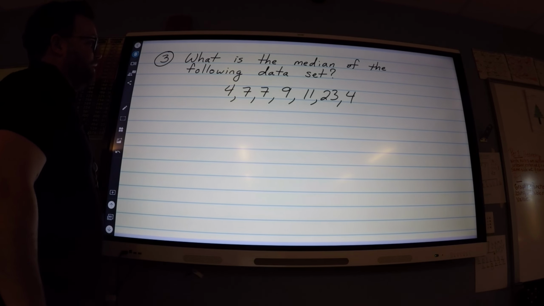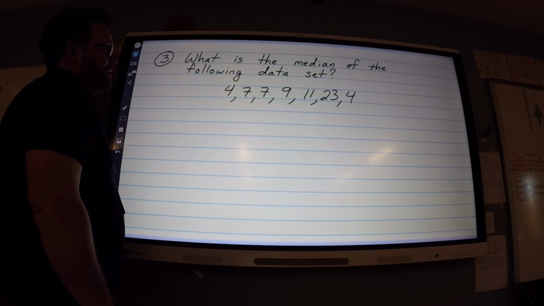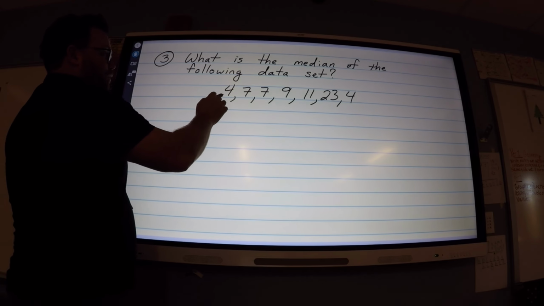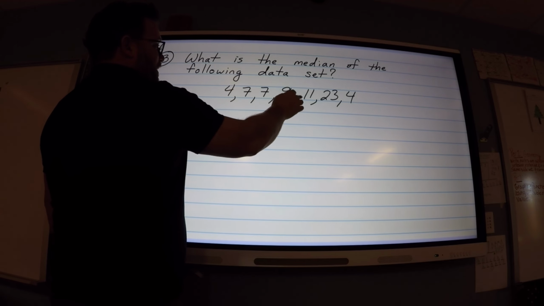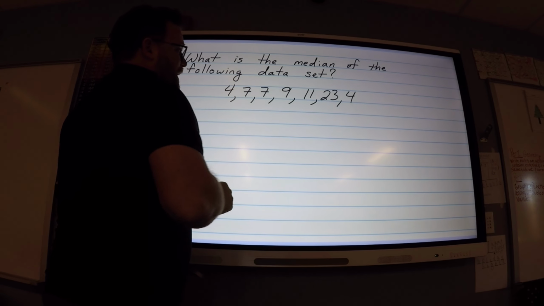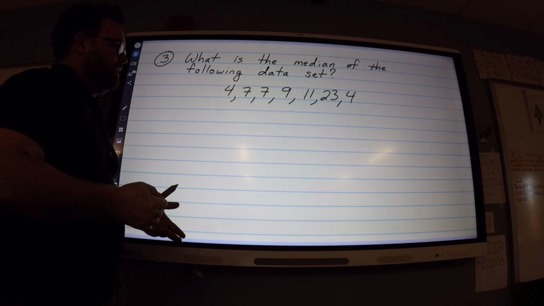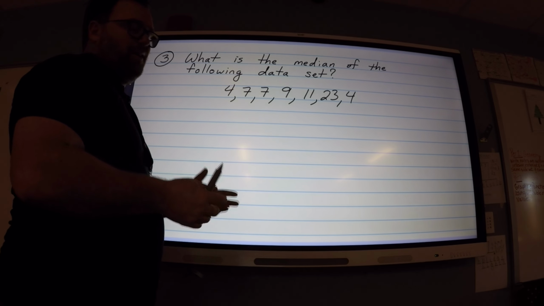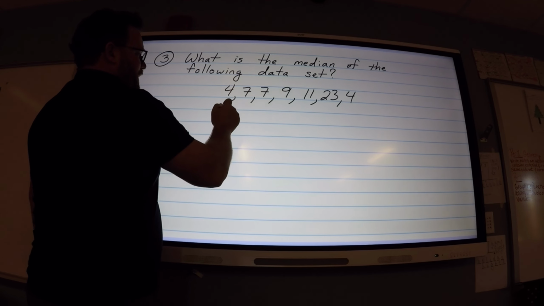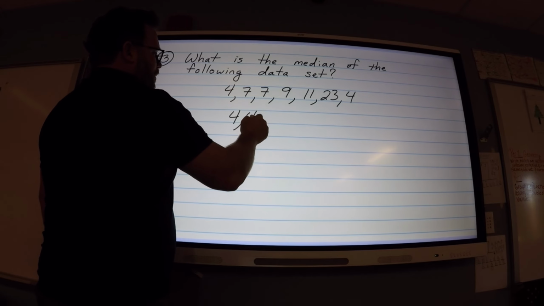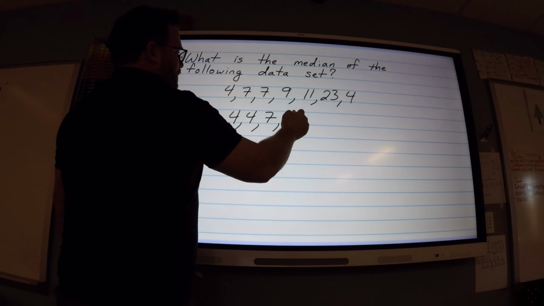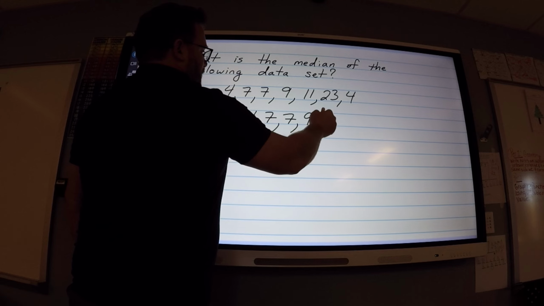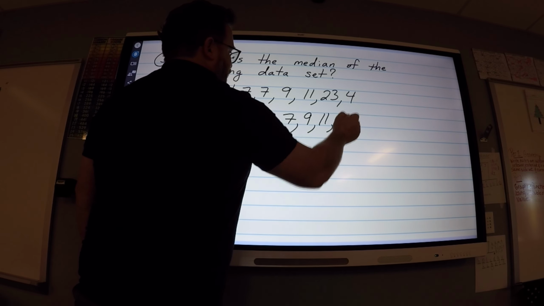Okay, in this problem we're looking for the median of the following data set, and we have the values 4, 7, 7, 9, 11, 23, and 4. Now to find the median, we first want to line these up from least to greatest. They're almost there, but we've got to move this 4 back to the beginning, so we have 4, 4, 2 7s, 9, 11, and then 23.